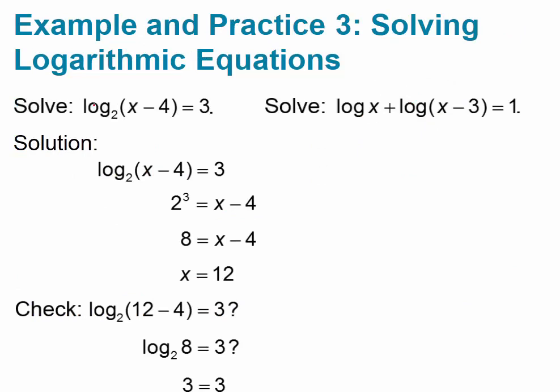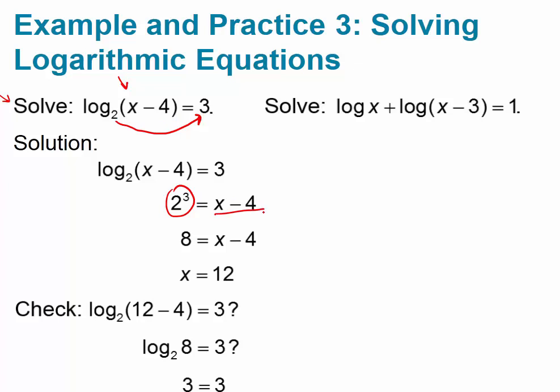So we're asked to solve this logarithmic equation: log base 2 of x minus 4 is equal to 3. One of the first steps is to get a single logarithm on one side of the equation. Well, we already have that here. So the very first thing I'm going to do is take the base of my logarithm, which is 2, swing it over here, and then I'll have 2 to the third power is equal to x minus 4.